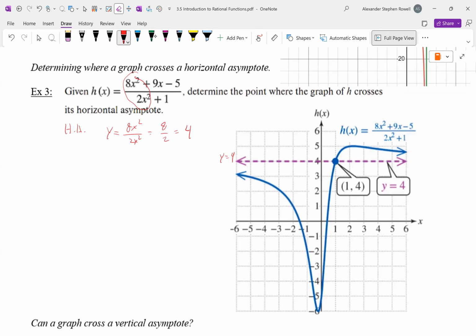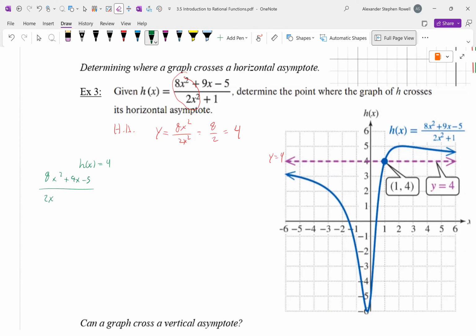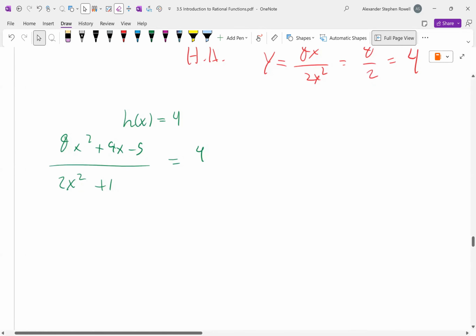So how do I tell when the graph crosses that line? That's when the y value is 4. So I set my function, 8x squared plus 9x minus 5 all over 2x squared plus 1, equal to 4. And we solve this equation.